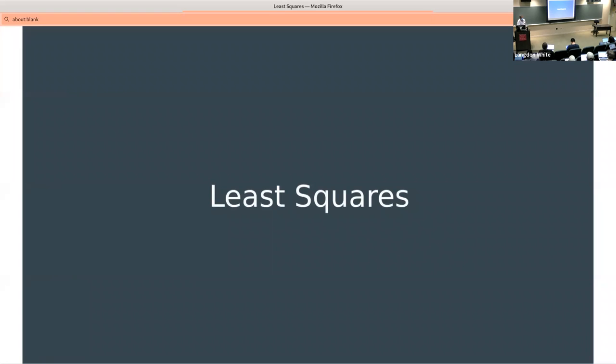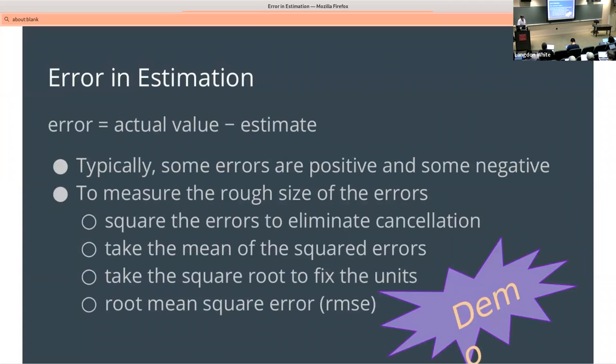Okay, so we have our linear regression. Now what do we want to do? We want to see how good it is, so we want to get an idea of its error rate. We use a method usually called least squares. Our error in estimation is, as you might imagine, the actual value minus the estimate.